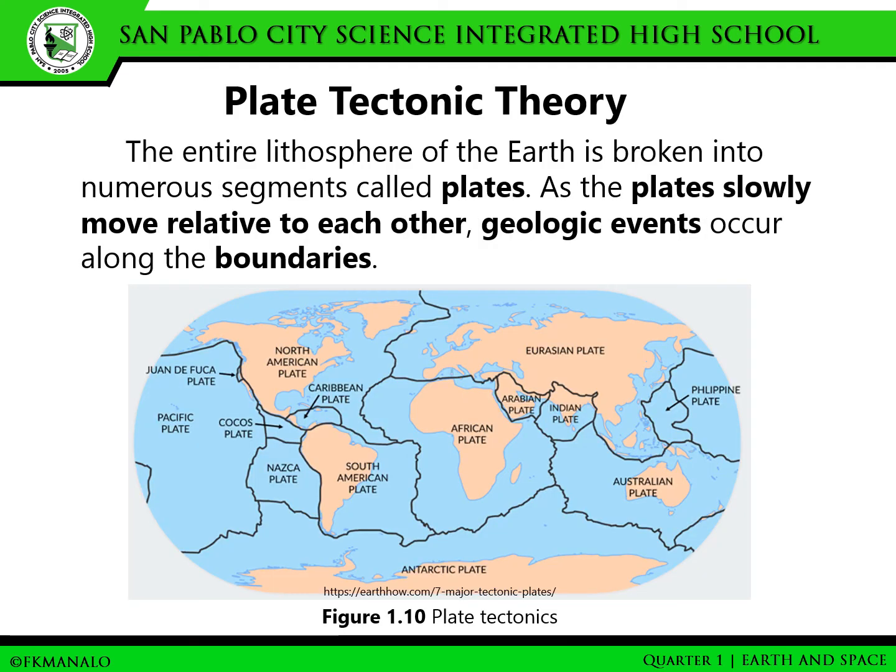These are the key ideas in the Plate Tectonic Theory, which says that the entire lithosphere of the Earth is broken into numerous segments called plates. Seen in the picture are the major plates in the world, such as Pacific Plate, North American Plate, Eurasian Plate, South American Plate, African Plate, Australian Plate, and Antarctic Plate. Also, the minor ones such as Juan de Fuca Plate, Caribbean Plate, Cocos Plate, Nazca Plate, Arabian Plate, Indian Plate, Philippine Plate, and many more. As the plates slowly move relative to each other, geologic events occur along the boundaries.